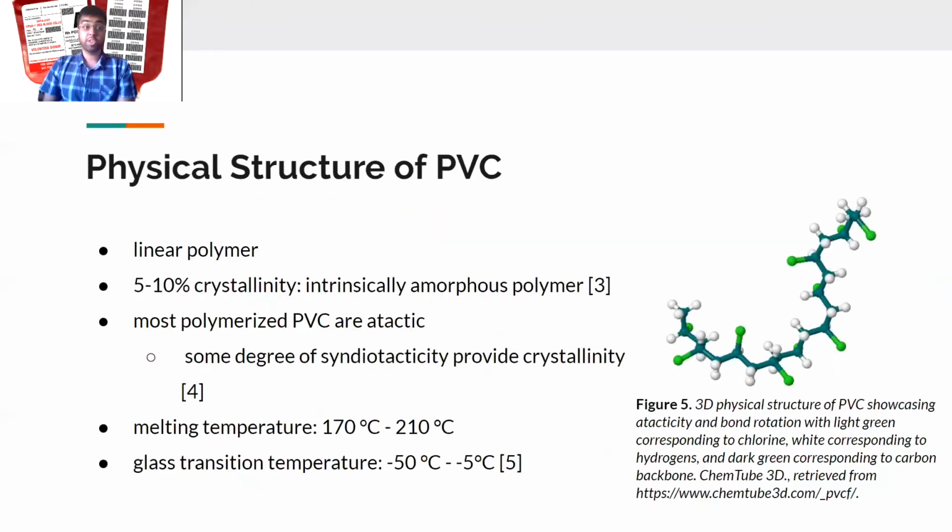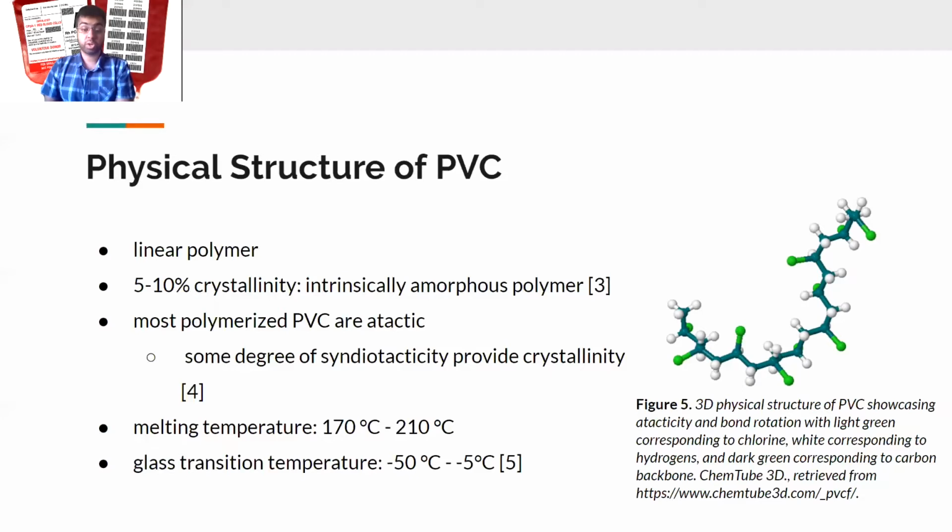themselves. The physical structure of PVC is primarily a linear polymer. Generally, rigid, unplasticized PVCs are found to be about 5 to 10% crystalline, which makes PVC intrinsically an amorphous polymer. The random organization and arrangement of chlorine atoms on the polymer indicate that most polymerized PVCs are atactic. However, there is some degree, about 30%, of syndiotacticity that contributes to its small percent crystallinity.